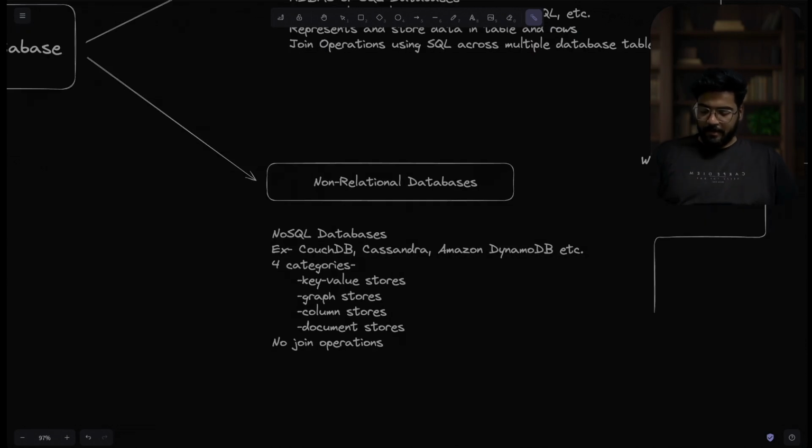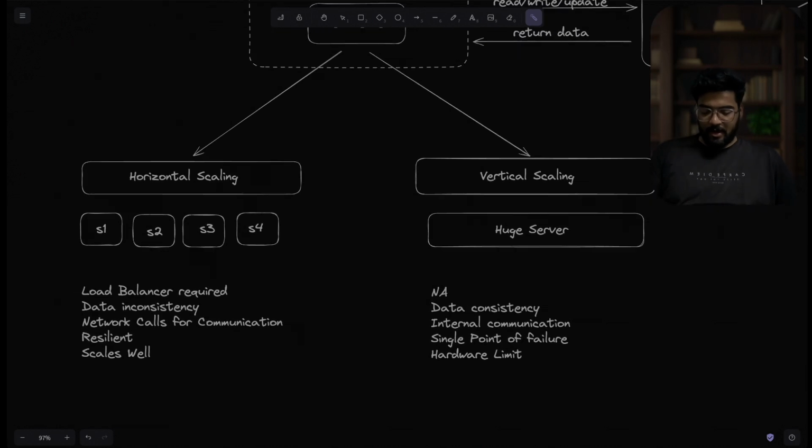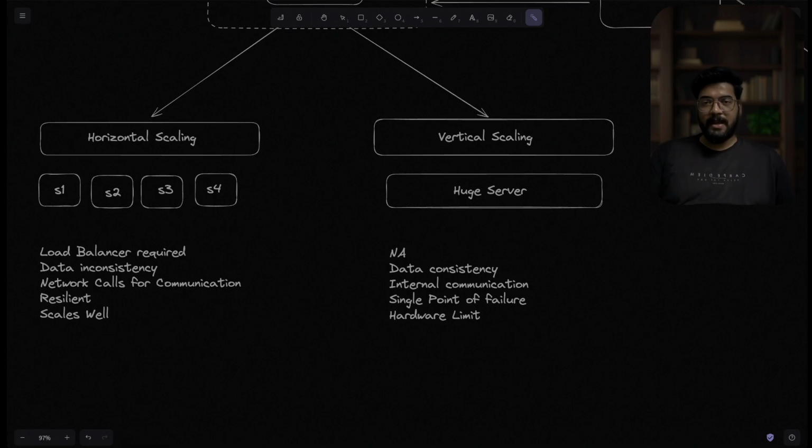Now coming to our web server. When we are talking about scaling our web servers, there can be hundreds of thousands, even millions of people using our application, and the traffic would be enormous. So we need to scale our web servers. There are commonly two ways: horizontal scaling and vertical scaling.